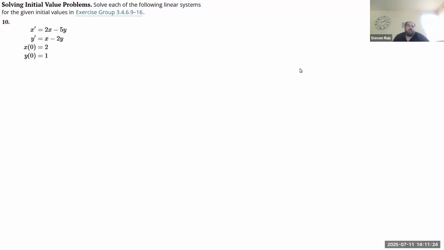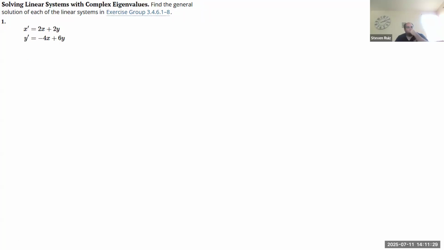All right, let's look at the questions from section 3.4. So now we're looking at systems of equations with complex eigenvalues. How do we deal with those? First, let's find the eigenvalues of this matrix [2, 2; -4, 6] in the same way. Even though we're going to deal with complex eigenvalues, a lot of this approach will be the same as what we're used to.